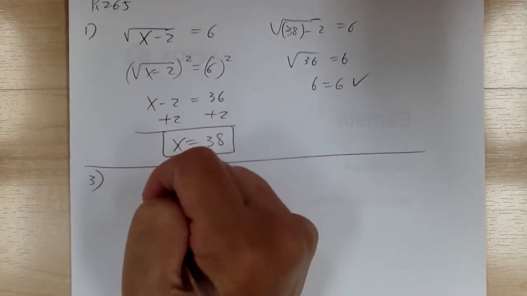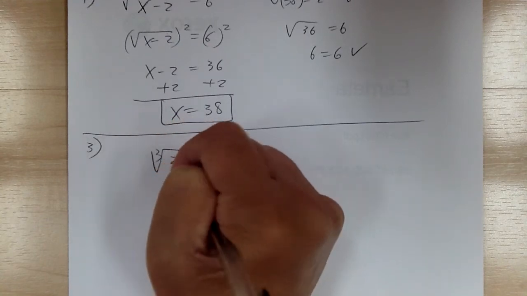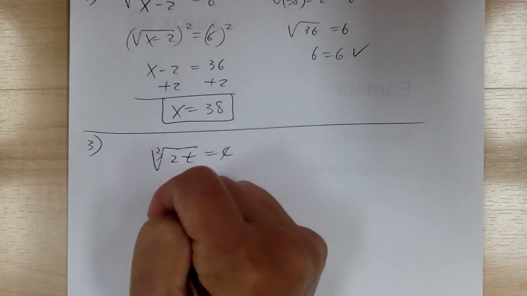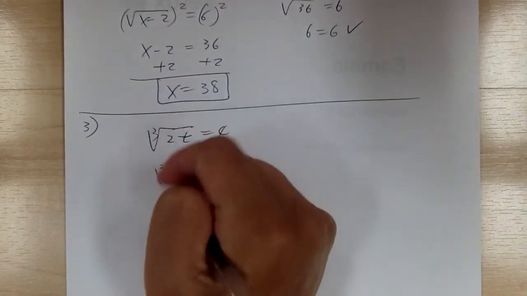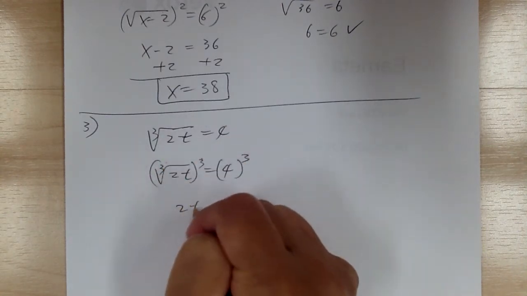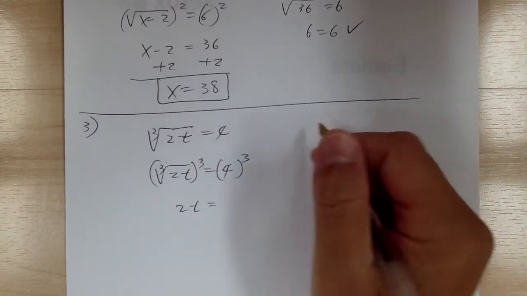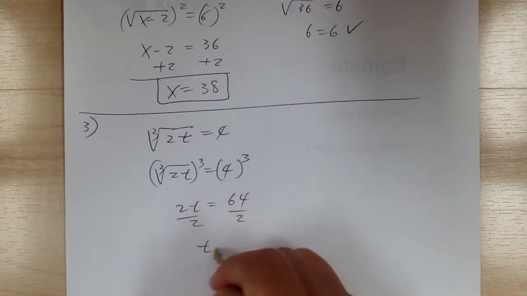Okay, let's go to number 3. You have cube root of 2t equal to 4. Okay, so you can copy the problem again. And then to undo the cube root, you need to cube both sides. So this will cancel out. So you got 2t equal to 64. Okay, so work it out. So you get 64 divided by 2. So t equal to 32.